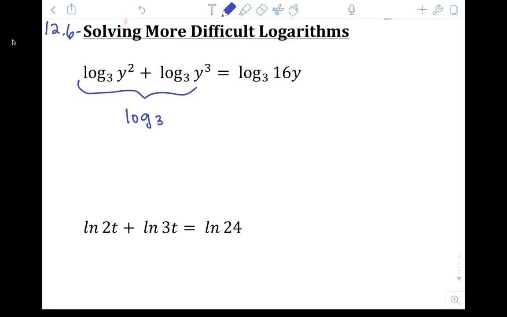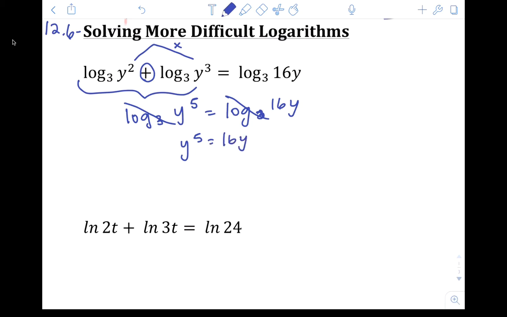This becomes log base 3 of, remember, whenever you're adding, you condense back through multiplication. And when you multiply the variables, you add the exponents. That's base 3. So, easy. We have the same log on both sides. We drop the logarithms. So then the real question is, how do you solve y to the 5th equals 16y? Well, I know, yay, it's exciting.